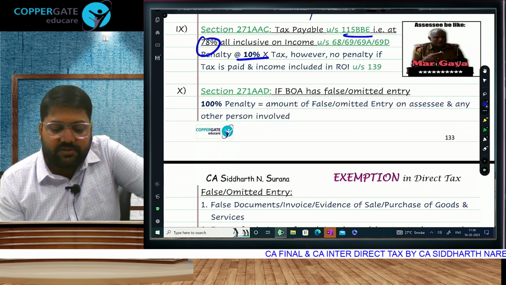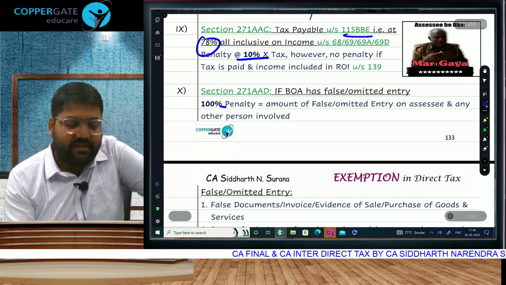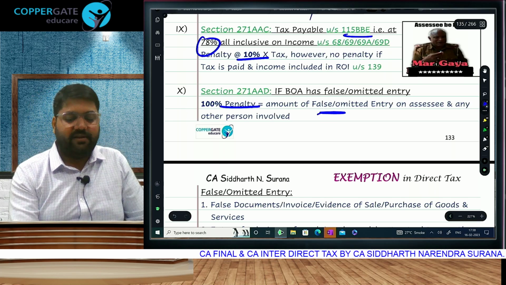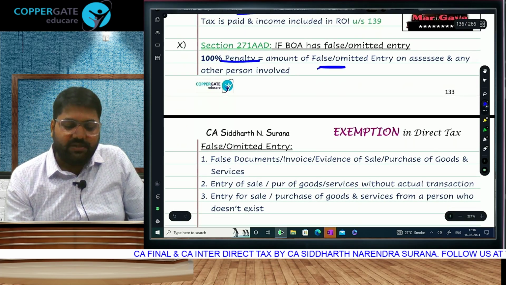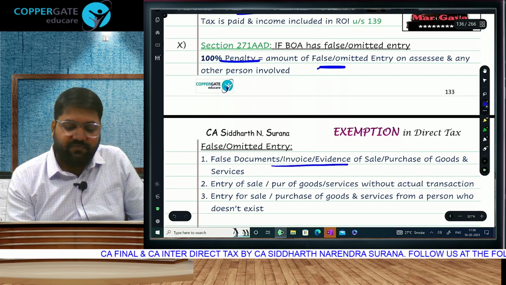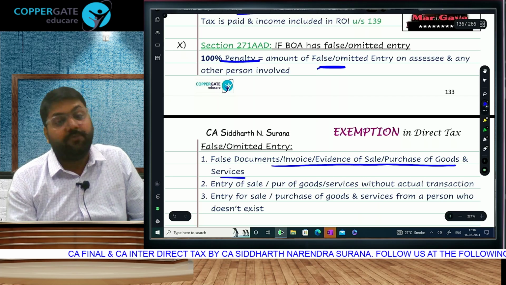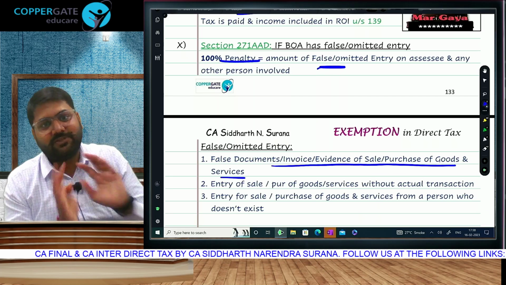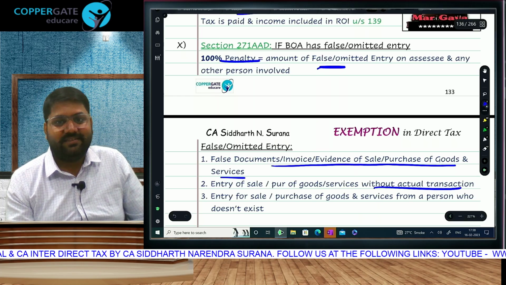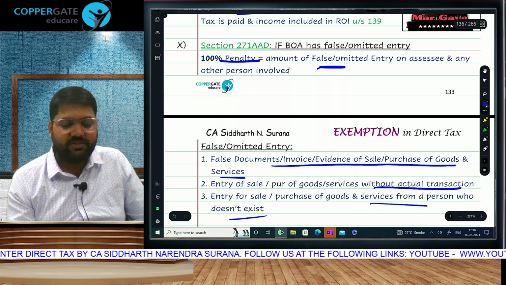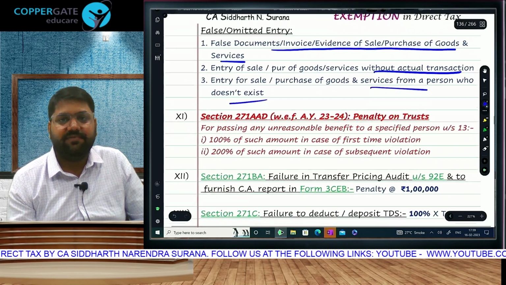If your books of accounts has any false entry or omitted entry, then 100% of that false entry or omitted entry, that bill cover, fake bill cover, 100% will be levied. False entry means any false invoice, false evidence of sale or purchase of goods or service. Everything is covered. Entry without actual transaction and entry with a person who does not exist, 100% penalty will be levied.